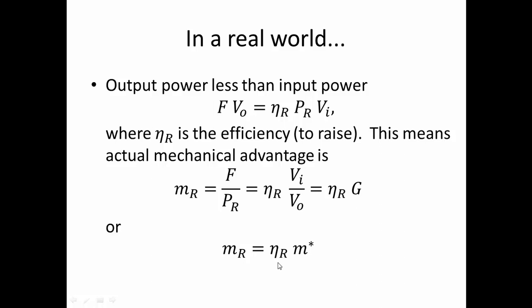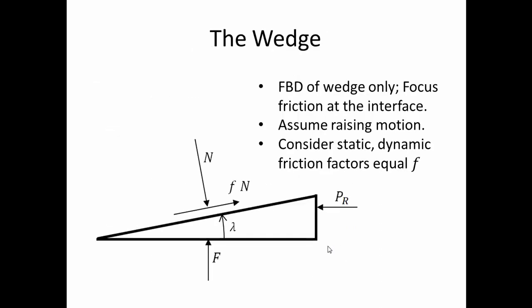If we knew the efficiency by testing or some other means, it would basically mean that you could estimate your mechanical advantage to raise by purely knowing the kinematics, the gear ratio, coupled with the efficiency. That's one way to do it. Another way is using statics and some model of friction, which is what we're talking about right now.